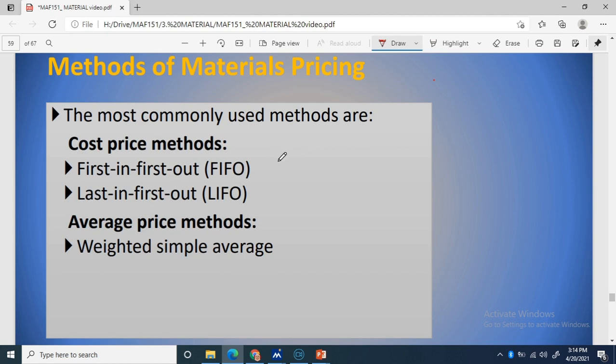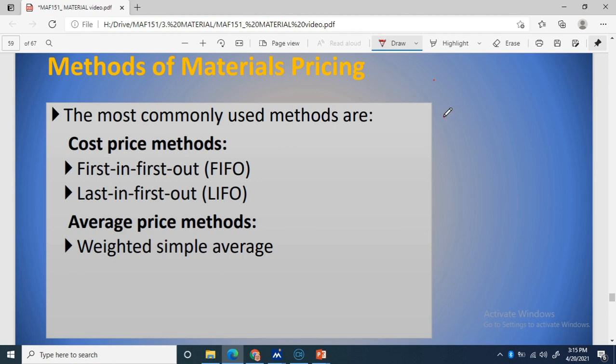Based on cost price, the first is first in, first out. Number two is last in, first out. When we use average price, we use the weighted average method. Let's say when you purchase the material, you purchase at different times, so at different times you may have different material prices from the supplier.